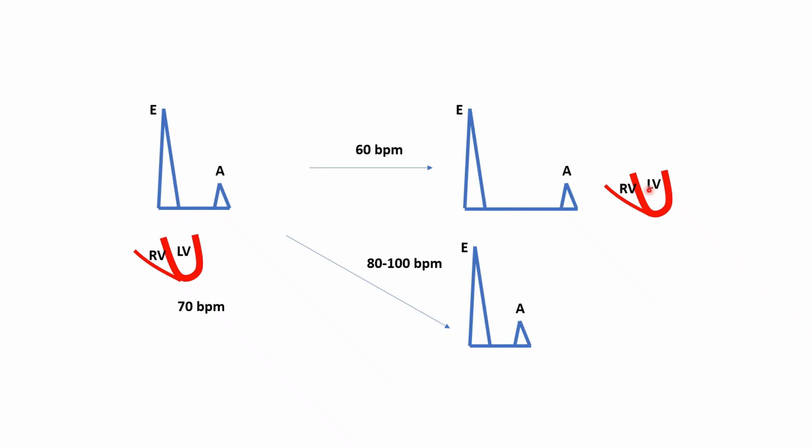In fact, a faster heart rate of 80 to 100 beats per minute allows more LV filling overall per minute and more cardiac output via providing more cardiac cycles.